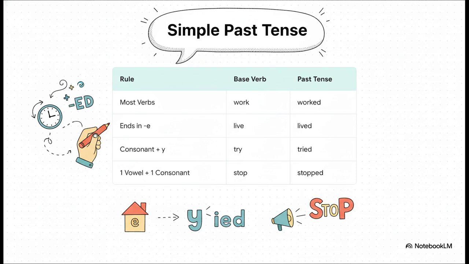Now, there are just a couple of little spelling rules to keep in mind. If the verb already ends in an E, like live, you just add the D. If it ends in a consonant and then a Y, like try, you change that Y to an I before adding -ed. And for short words like stop, you double that last letter. That's pretty much it for regular verbs.